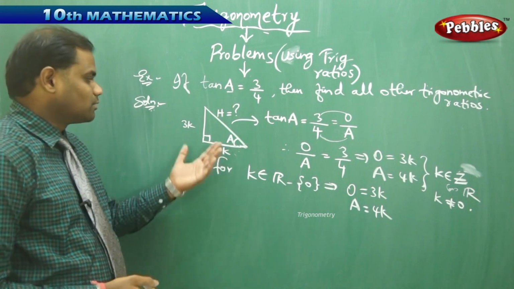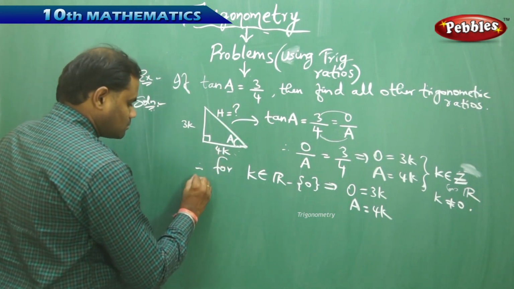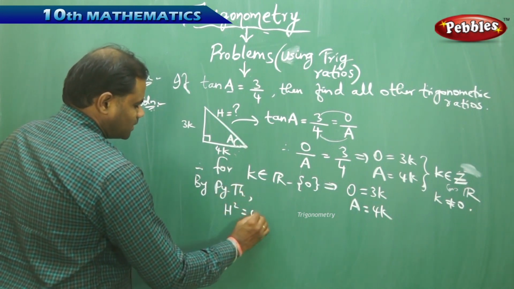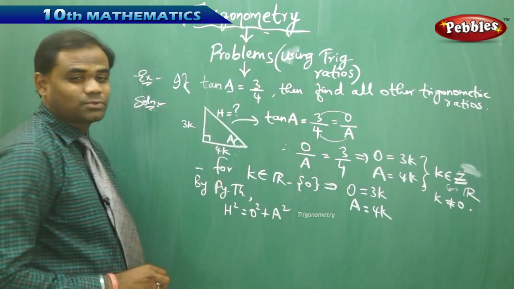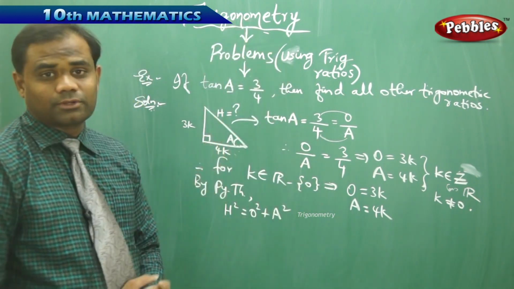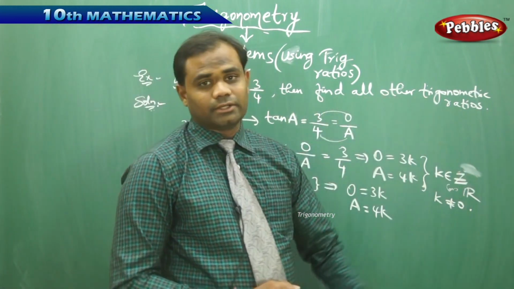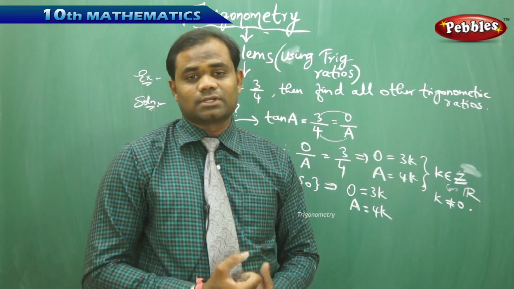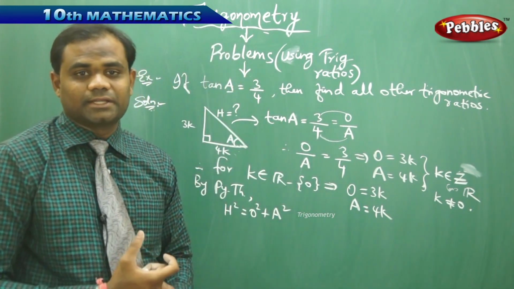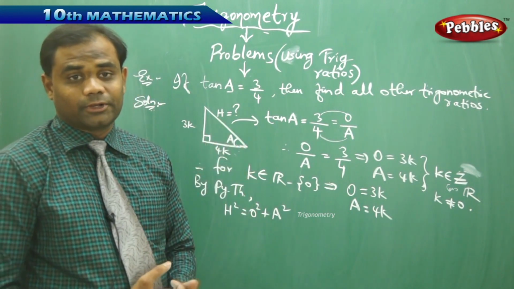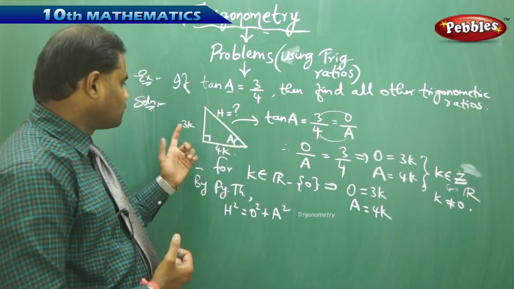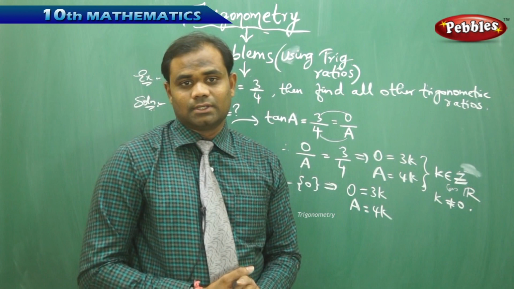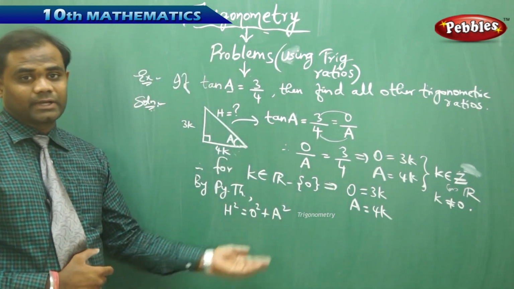Now here we use the Pythagoras theorem to find h. That is, by Pythagoras theorem, hypotenuse square is opposite square plus adjacent square. But why is the need to find the hypotenuse? Because the question is to find all other trigonometric ratios. To start with sine theta, which is opposite by hypotenuse, I need the hypotenuse in the denominator of sine theta in order to find the trigonometric ratio sine. Therefore, we need each of opposite, adjacent, and hypotenuse to find all other trigonometric ratios. Therefore, by using Pythagoras theorem, we extract h.